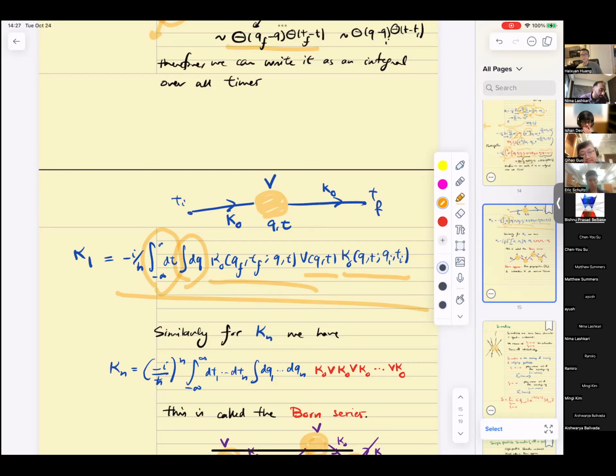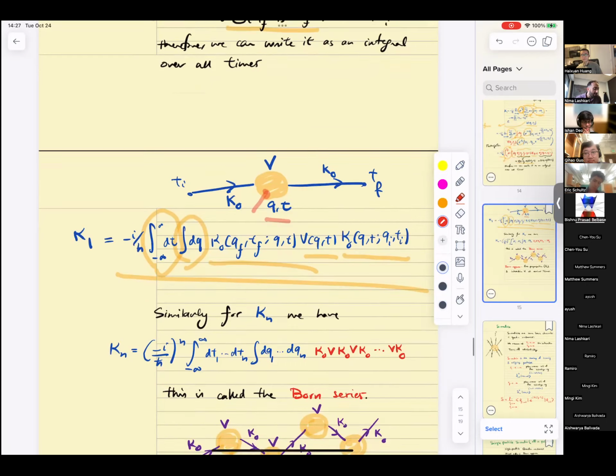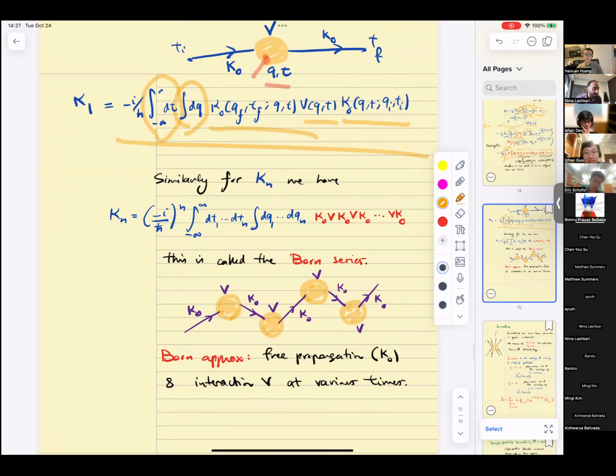Now, because it can occur at any position q and any time t, you integrate over all q's and all t's. But in this approximation, the interaction happens only once, but we don't know where, so we integrate over all possible places where the interaction can happen. All right, so this looks super messy. Well, if you repeat but in pictures, these Feynman type diagrams, it simplifies. This was the calculation for K1.